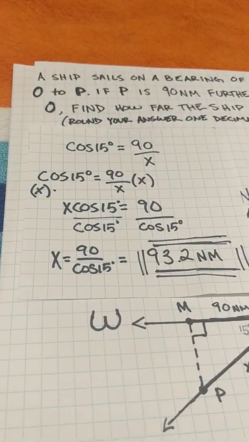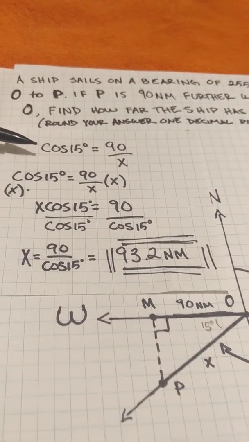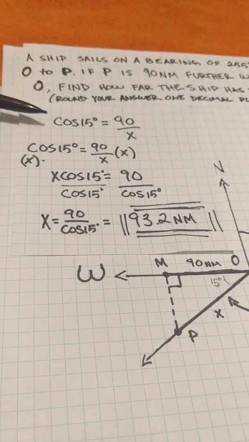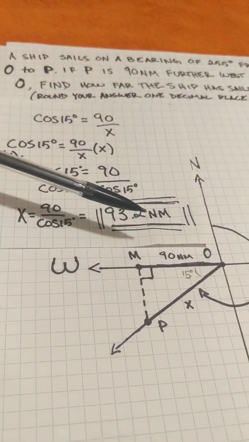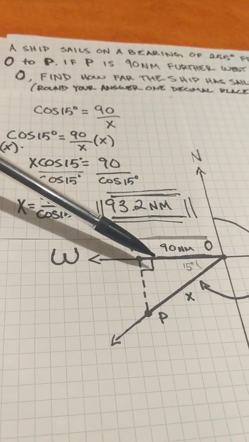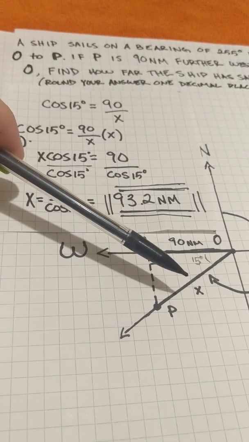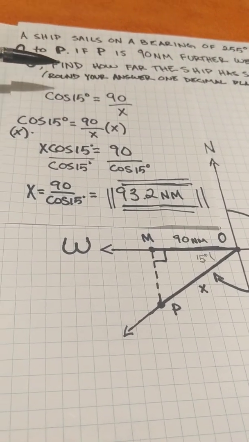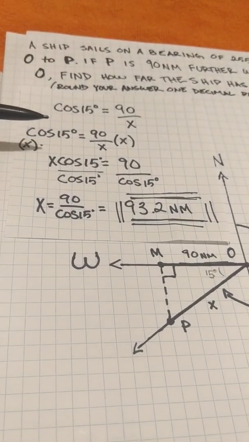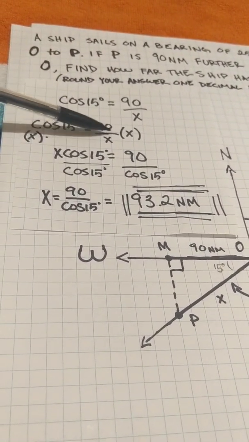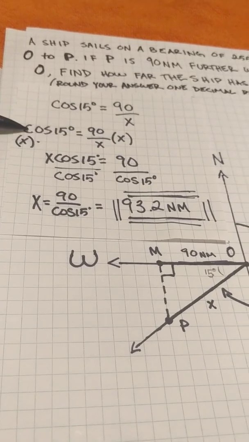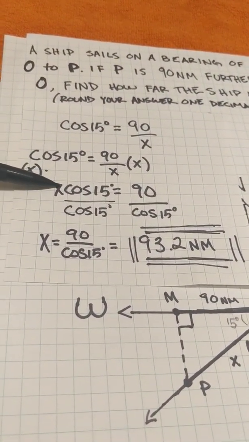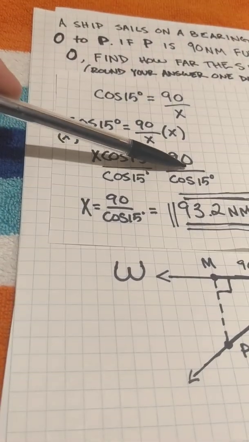So our equation for this problem here is going to be the cosine of 15 degrees equals the adjacent over the hypotenuse, which is 90 over x. From there, you're going to want to get x by itself, so you're going to multiply the right side of the equation by x and the left side of the equation by x, and that's going to simplify to x cosine of 15 degrees equals 90.